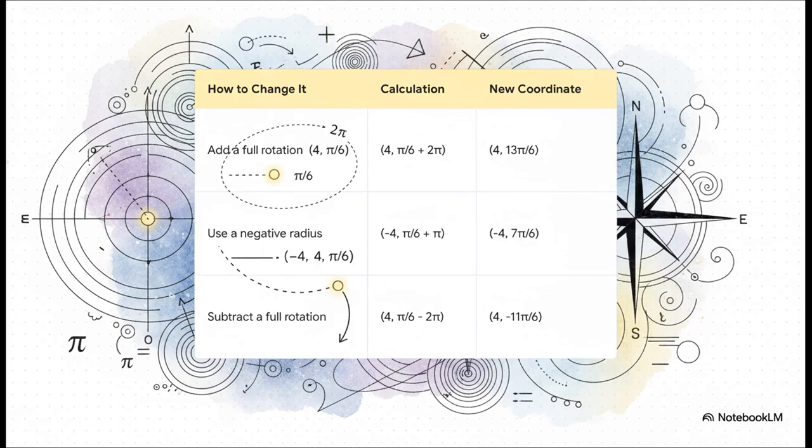Let's take the point 4, pi over 6. An easy way to find another name is just to add a full rotation, that's 2 pi radians, to the angle. We land right back where we started, just with a new name. Or we can use that negative radius trick. Flip the r to negative 4, and then just add half a rotation, or pi, to the angle. You guessed it, we end up in the exact same spot. It just shows you how flexible this whole system is.